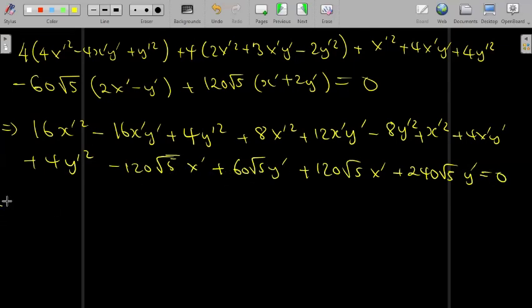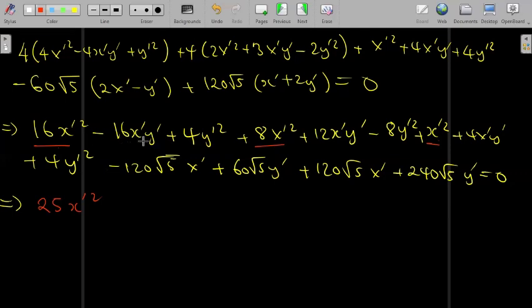All right, from here you group the terms. You look at which ones are subtracting and which ones are adding. Let's start with the x squared. This one has x squared, this one has x squared, this one has x squared. So they are 1, 2, and 3. If I add them, that's 16 plus 8 plus 1, and that gives me 25 x prime squared.